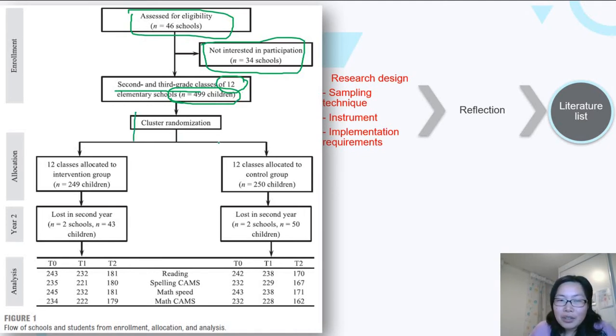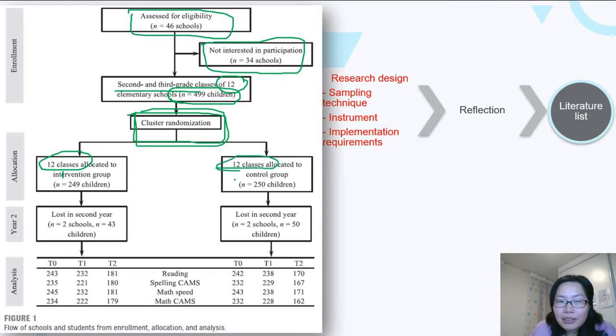And then they use a cluster randomization. So they randomly allocate the classes into different groups. So 12 schools and 12 classes are randomly selected into the intervention group.